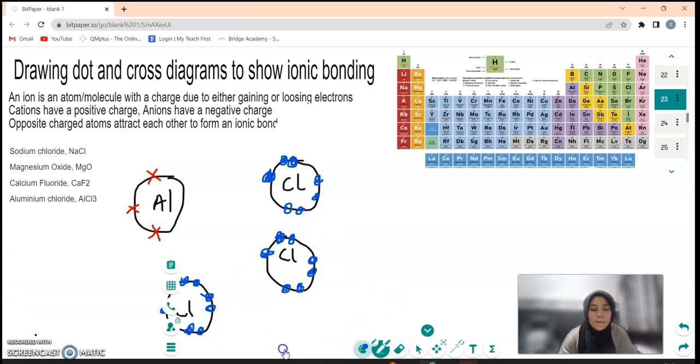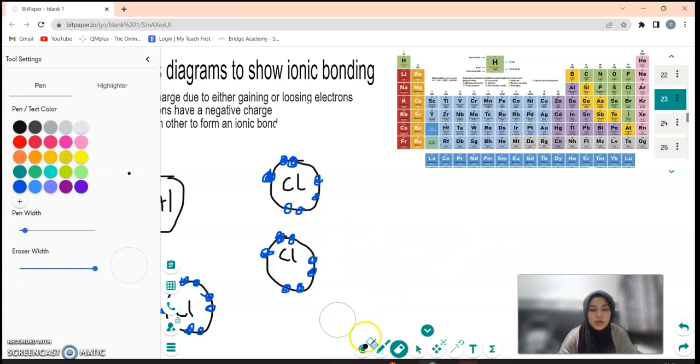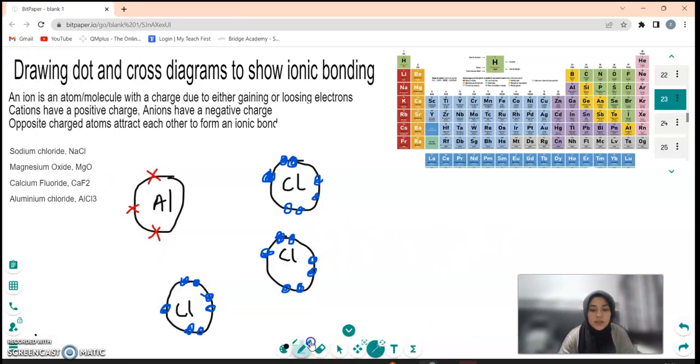Now, I want you to draw me out in this space here. Maybe it's not enough space. So I want you to draw me in this space here how many electrons aluminium will lose, the charge it will have, and its structure. And I want you to draw me the electronic configuration structures for chlorine once they have gained each electron from aluminium.